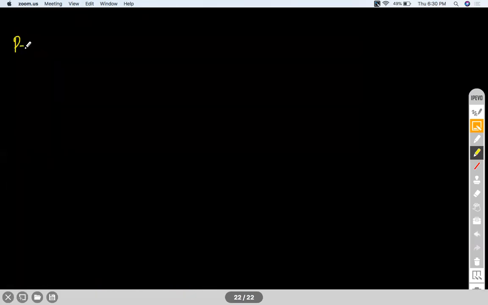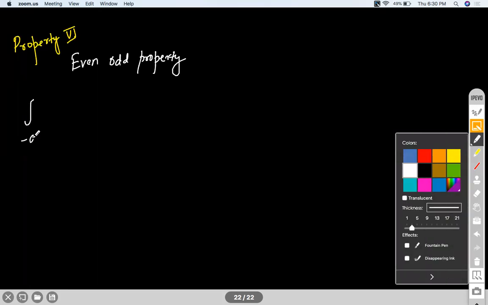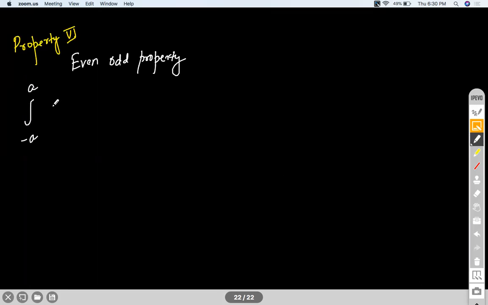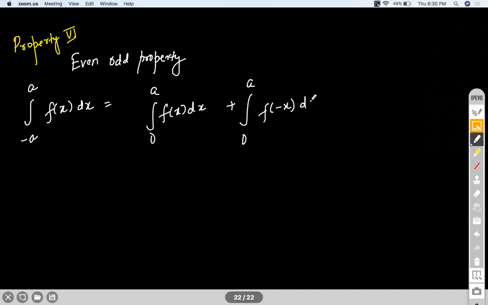Next is property number 6, which is called the even odd property. You'll find a lot of resemblance between property number 4, property number 5 and property number 6, which I'm going to do right now. It says that if you are integrating a function from minus a to a, it becomes integration of f of x from 0 to a plus integration of f of minus x from 0 to a. Let me prove this mathematically first.